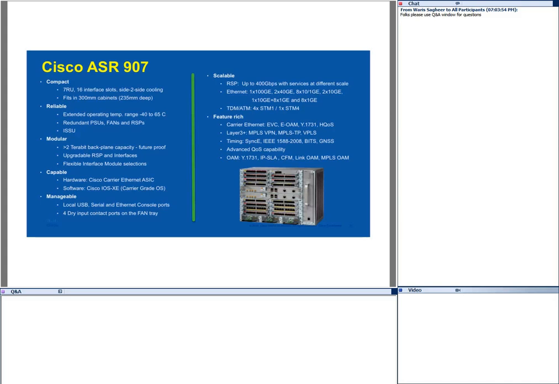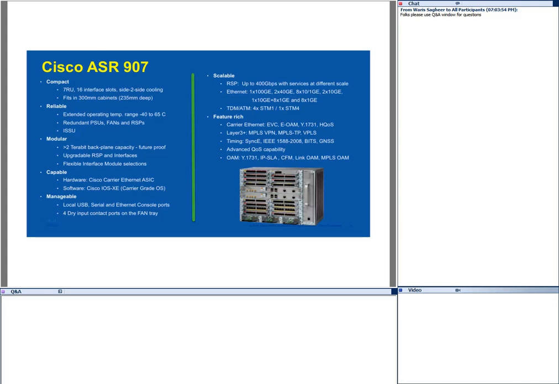ISQ support capability. It's modular, we have obviously you can use multiple IMs or different types of IMs on a single platform itself, and it can be field replaceable, and you can actually remove or change the IM modules while the router is in service.